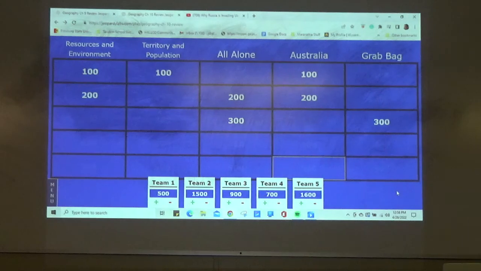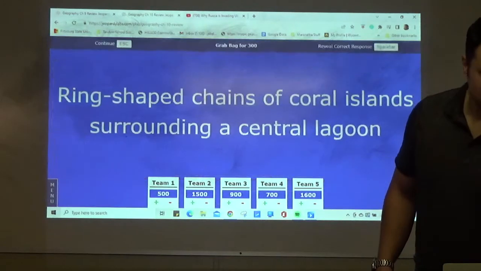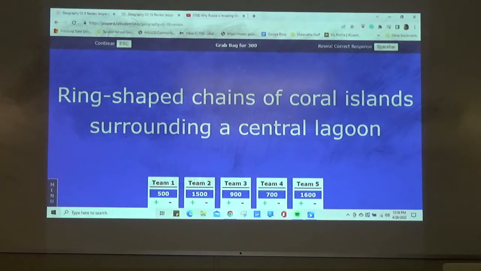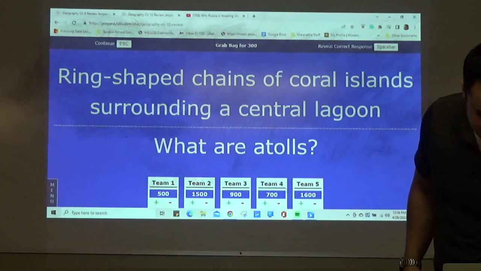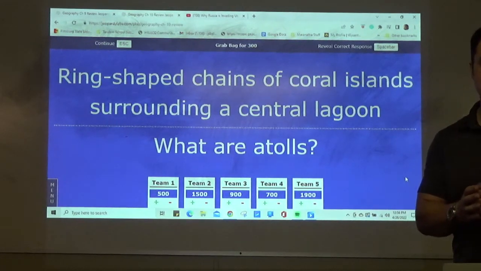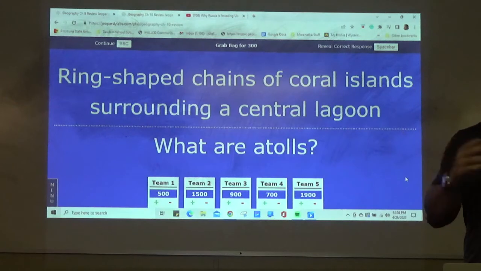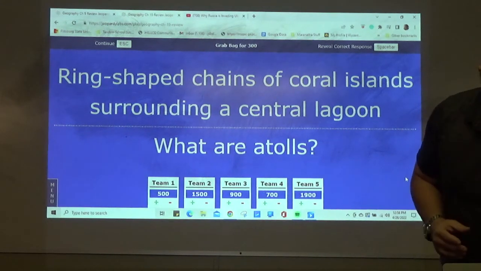Team 1, here we go. I mean, are there really more mammals that lay eggs that are not platypuses? Platypi? Very. So what? Grab back 300. Ring-shaped chains of coral islands surrounding a central lagoon. Yes. Atoll. That was very close. Atoll. World War II. And that's exactly, by the way, why the British never went there, because they said, we're not doing that atoll. Oh, no.